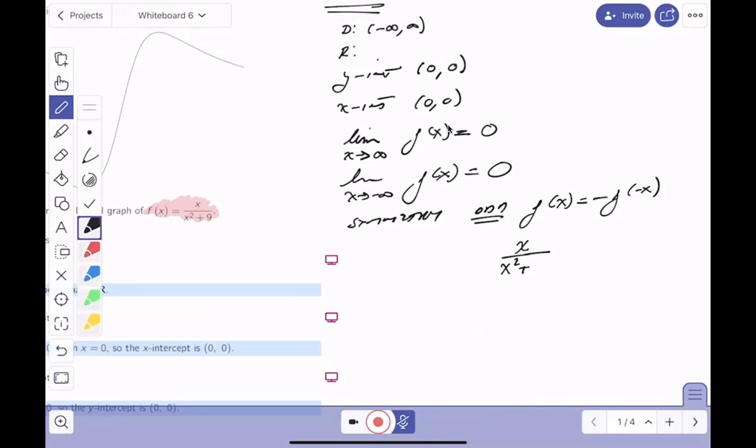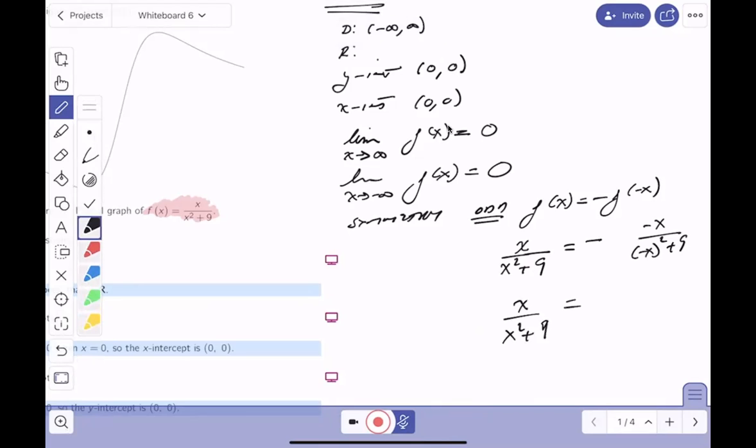I'll write the 9 a little better too. Well, the opposite f of X can be minus f of minus X, which can be minus X over minus X squared plus 9. What do you get over here? X over X squared plus 9.